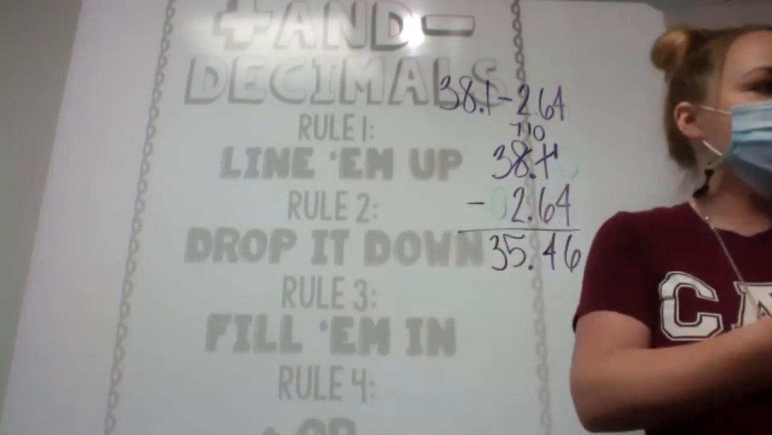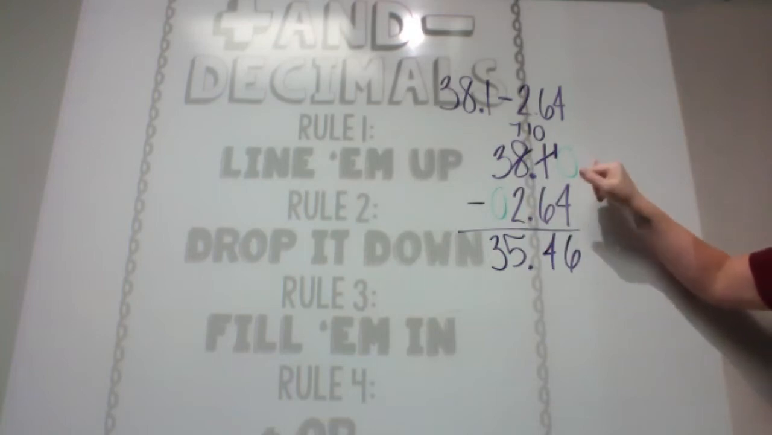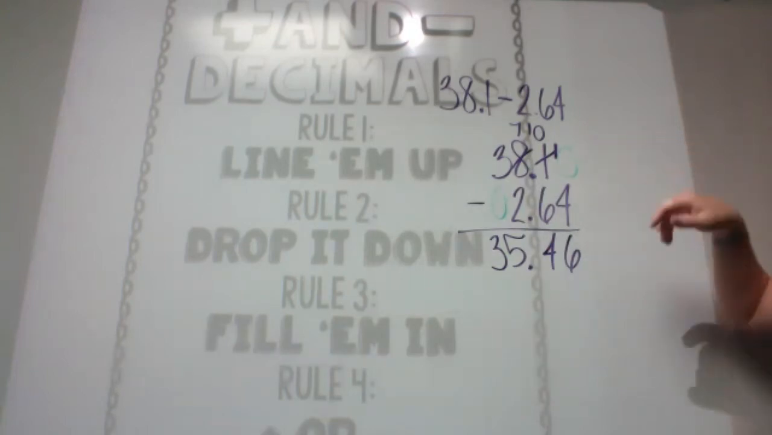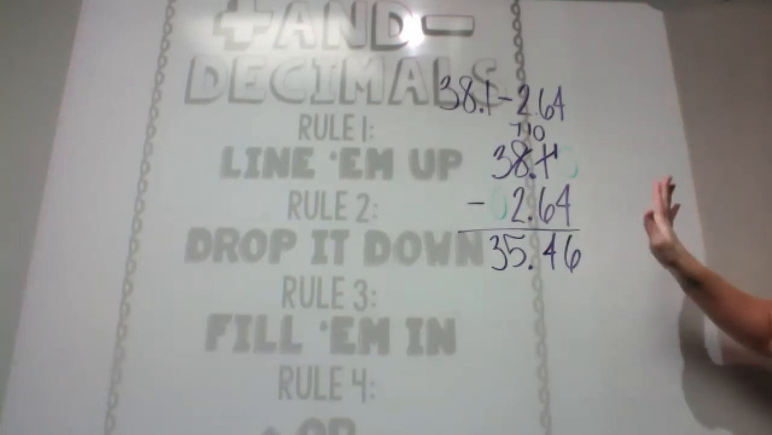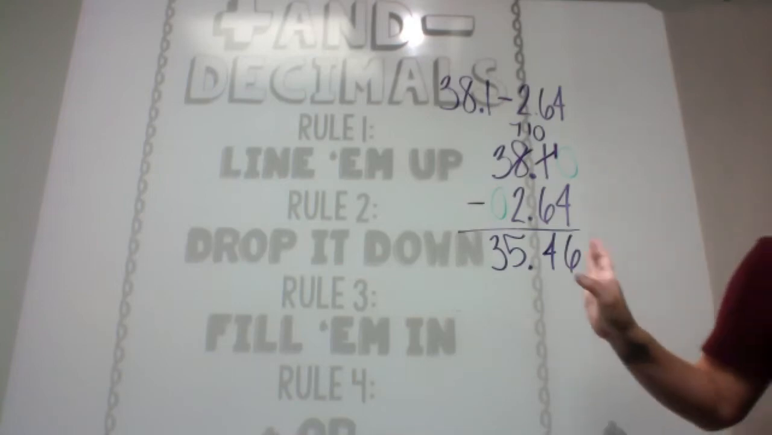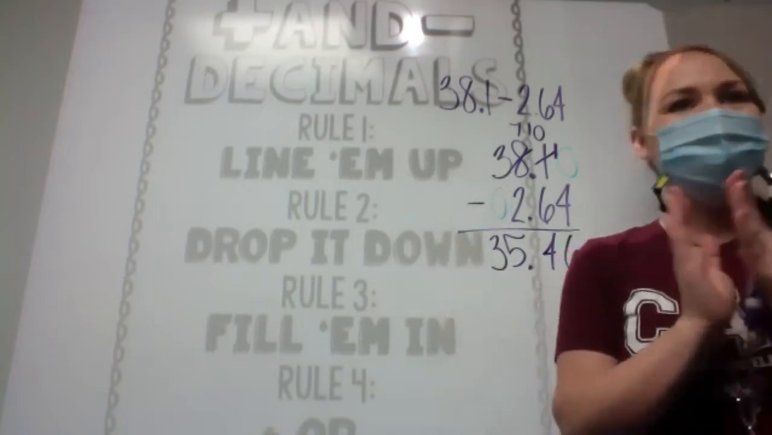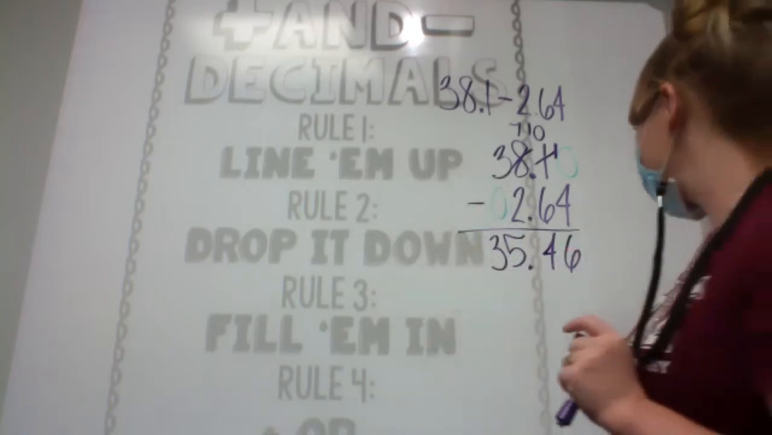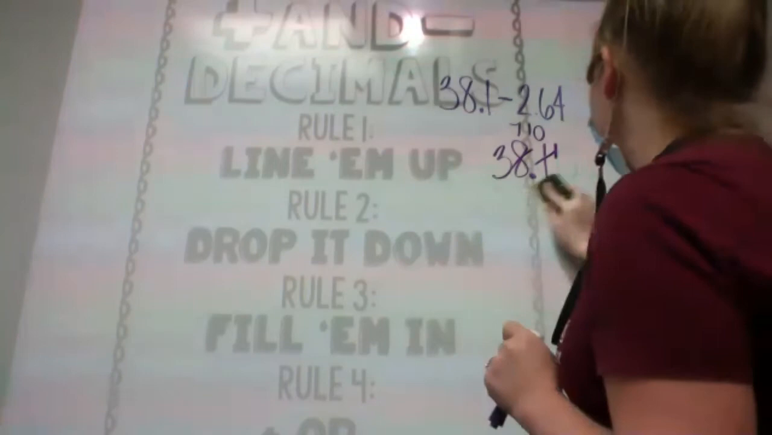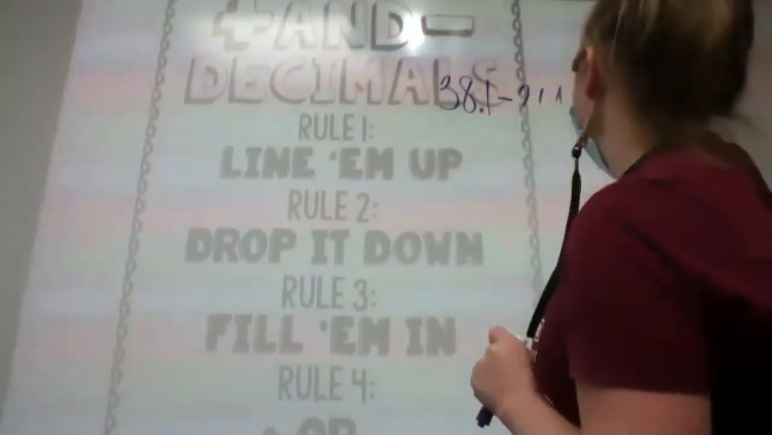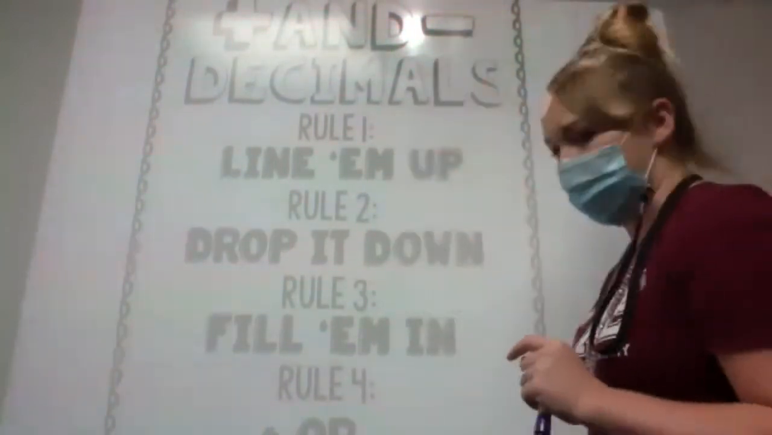But if your number on top is smaller, you have to borrow, okay? I can't say, oh, 0 minus 4 is 4. Well, no, it's not. 0 minus 4 is negative 4, and we're not doing negatives here. You've got to borrow, okay? Lucky for you, we're going to get some more practice with that today. Okay, so with borrowing, we're going to be doing subtracting today.